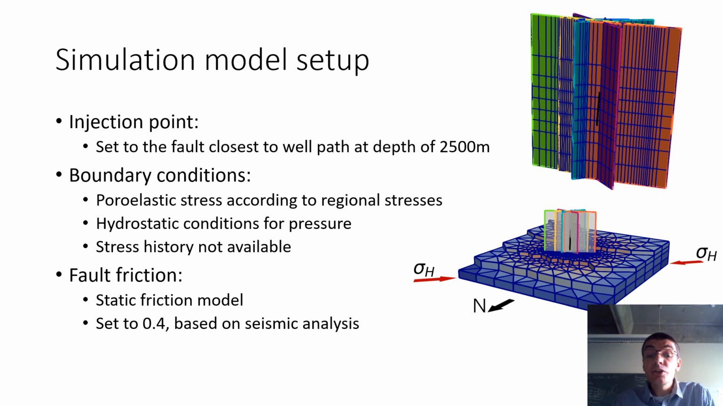In terms of boundary conditions, we have an idea of the regional stresses that we could use to set values for the poroelastic stress at the boundary. What we did not have was a stress history of the explicitly represented faults. That made initialization of the stress and the fault deformation model quite tricky. So for the fault, we assigned a static friction with a value that we could pull from the seismic analysis.